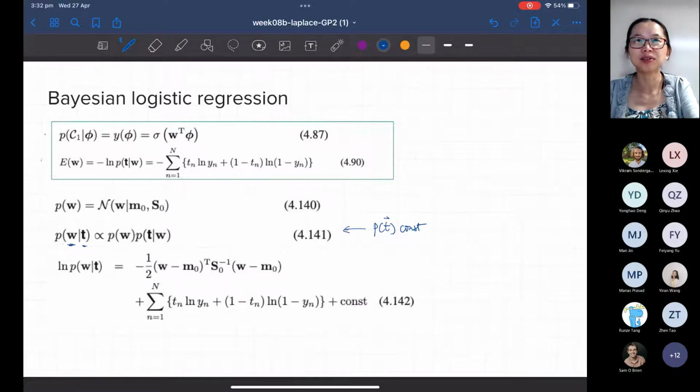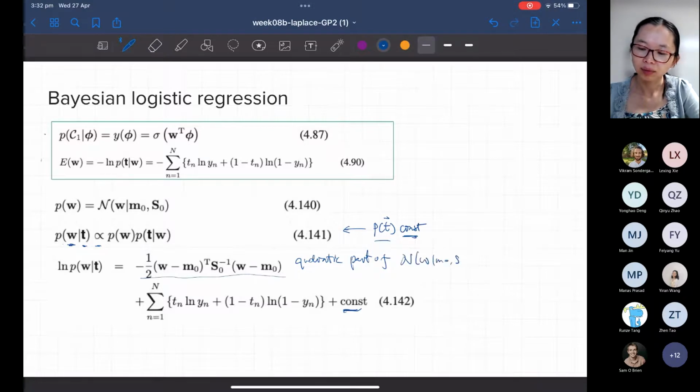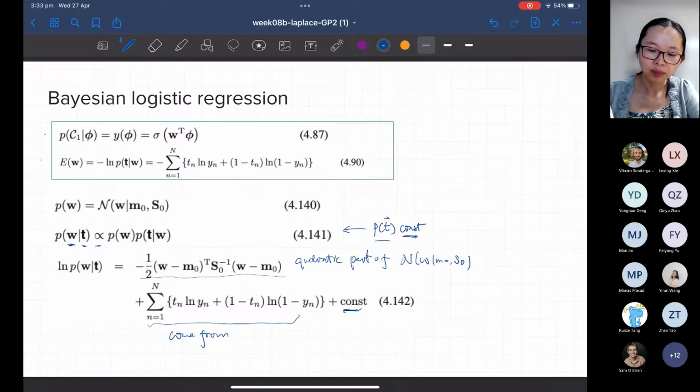So in lots of machine learning derivations, you will see constants thrown here and there. It simplifies the expression a lot, but whenever you see that, it's worth thinking about what goes into the constant. So for this equation 4.141, this proportional sign means there's a multiplicative constant, which is P of t. Then if we take the log of this posterior, we get two terms. The first term is basically the quadratic part of the Gaussian, of the multivariate normal distribution. And the second term comes from E of W directly.